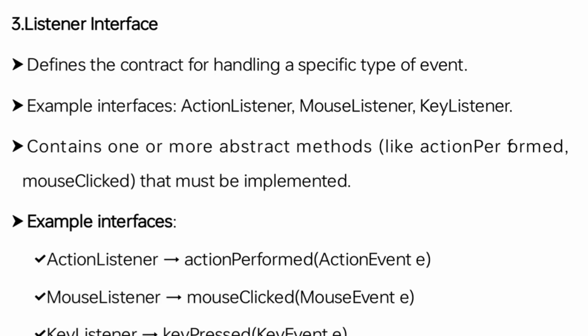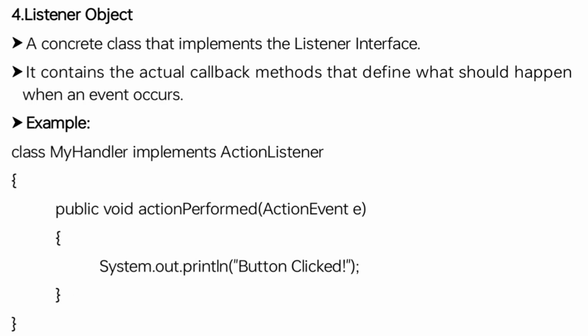So next one is listener interface. It is a contract for handling a specific type of event. Example interfaces are ActionListener, MouseListener, KeyListener, etc. It contains one or more abstract methods that must be implemented. ActionListener, we use the actionPerformed method. MouseListener, we use mouseClicked. KeyListener, we use keyPressed.